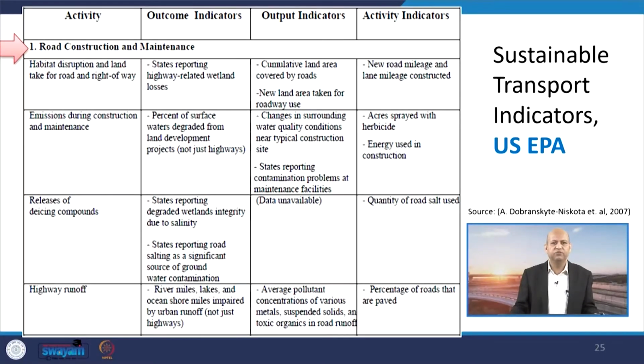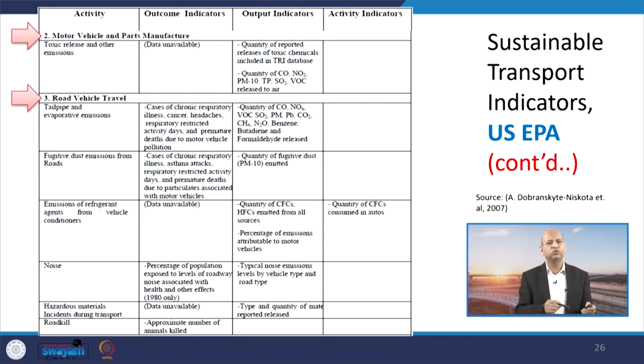Well, similarly, when we talk about these indicators which are related to sustainable transport, they are being proposed by several agencies like US EPA. If we see, you can see road construction and maintenance related things are there. You can see in this tabular form different metrics are there, activity, outcome indicators, output indicators, activity indicators, all these are in detail. So, we have to have all those values and scoring related to those. So, these are the indicators which are developed or proposed by different agencies.